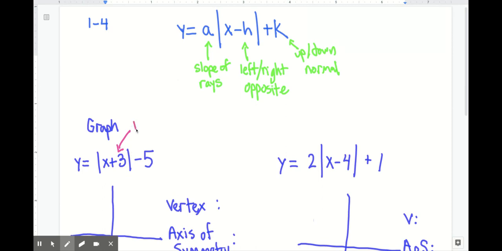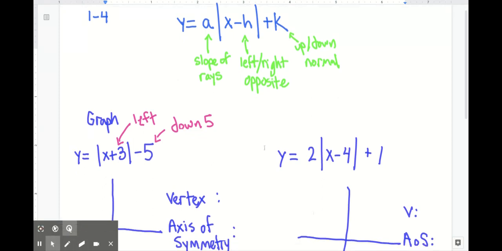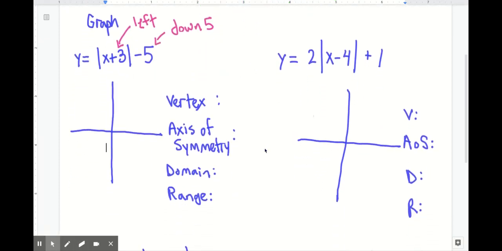So a plus 3 actually moves me left 3 units. And a minus right here, this minus 5, the outside is up and down, and it's normal. So I'm going to go down 5. So this picture needs to move left 3, and it needs to move down 5. So let me adjust my view right here, and let's talk about that.